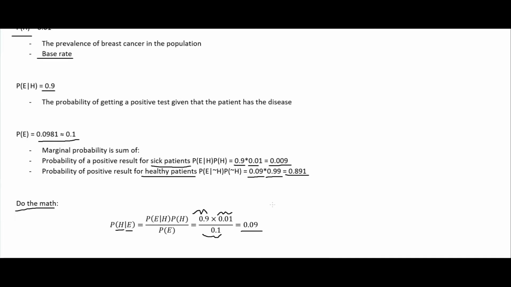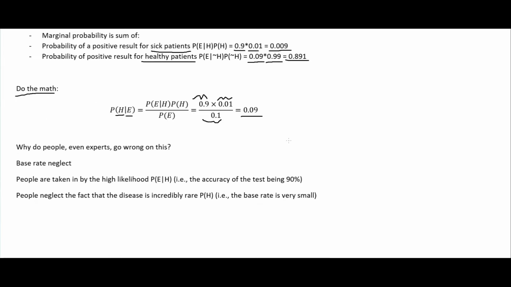And so to try to make this even more intuitive, I thought about it in several ways. Well, first, why do people, even the experts, go wrong? And this is what's called base rate neglect. And so people are taken in by the high likelihood, so the accuracy of the test being 90%. People neglect the fact that the disease is incredibly rare. So the base rate is very small.